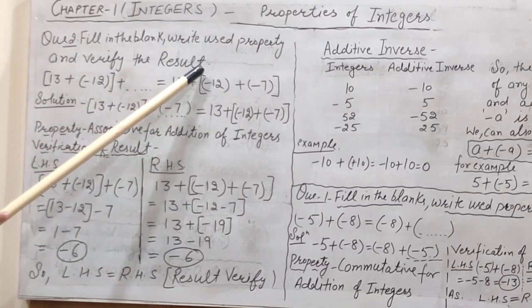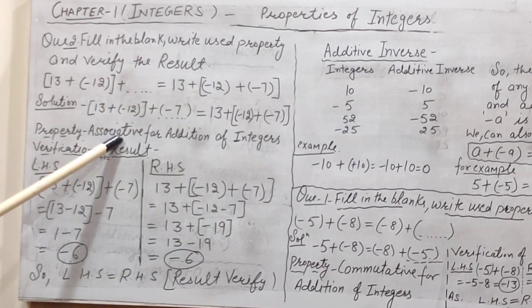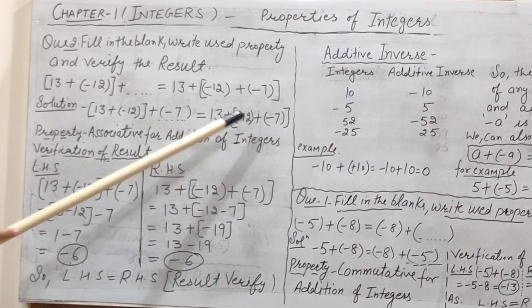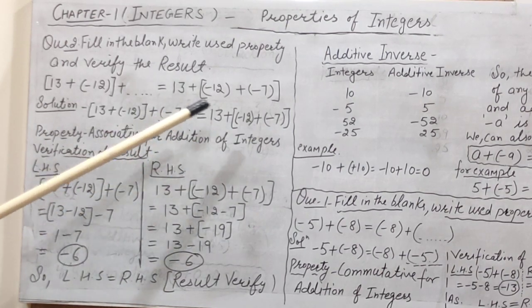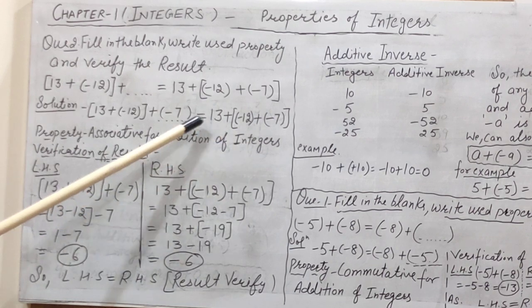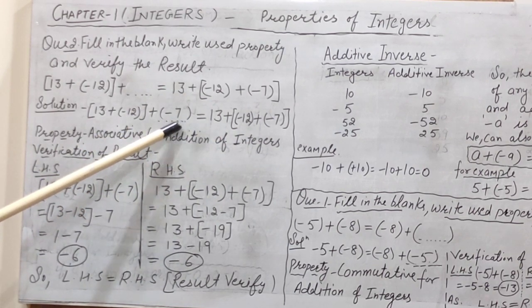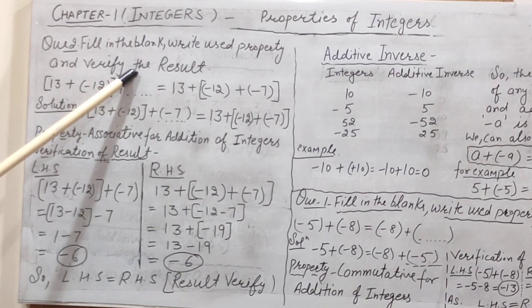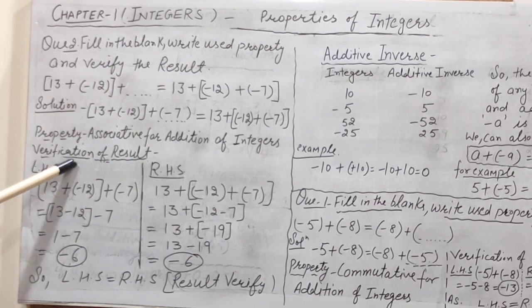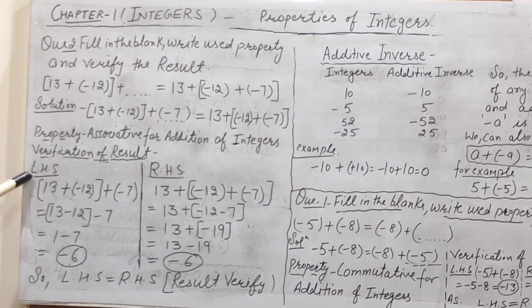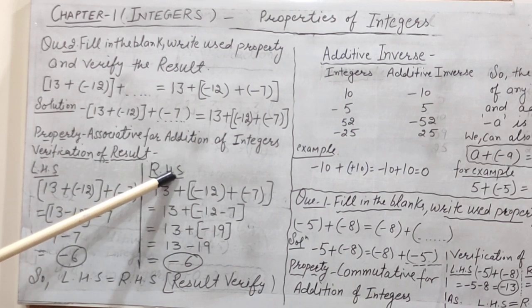Now the third part. How do we verify the result? How do we prove that this associative property holds good for this example, that left hand side is completely equal to right hand side after filling -7? Maybe our answer is correct or not, we have to verify the result. Now, for verification, as I told in the previous example, you have to take left hand side separately, and here we have taken right hand side.